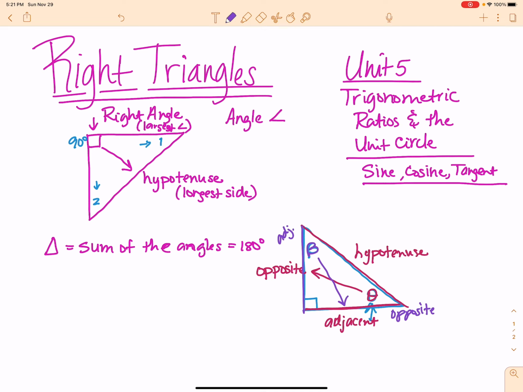It is important that you understand this idea before we move on into Unit 5. Hopefully that helps you navigate the triangle a little bit, so that when I talk about theta or beta, you'll know I'm talking about an angle. Also, you'll always remember that I've got a right angle here, and the hypotenuse is across from the right angle. All of this stuff is important moving forward into Unit 5.